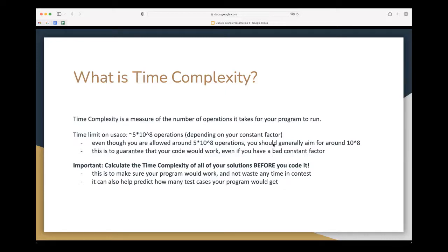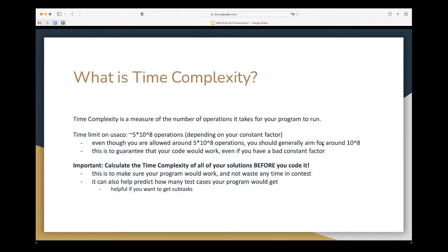And if you can see how many test cases your program would get, it would help you get closer to promotion. And it would basically guarantee that you would get at least a certain amount of test cases. Does that make sense to everyone?